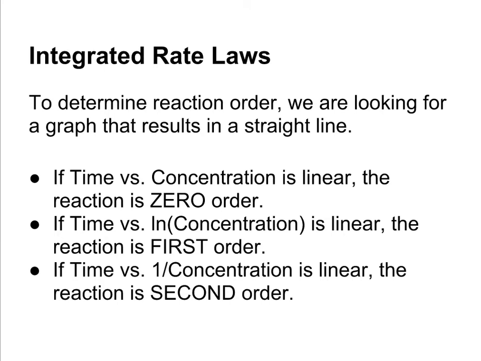To determine the reaction order for an integrated rate law, we have to graph some data and look at the graphs to find one that results in a straight line. If we graph time versus concentration and it's linear, the reaction is zero order. If we graph time versus the natural log of concentration and it's linear, the reaction is first order. And if time versus 1 over concentration, or the inverse of concentration, is linear, the reaction is second order. You need to remember these simple rules for determining the order of an integrated rate law.